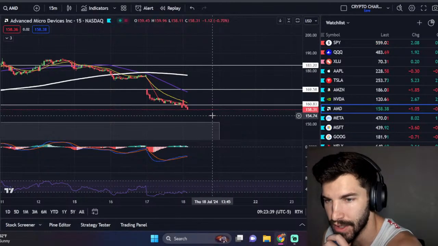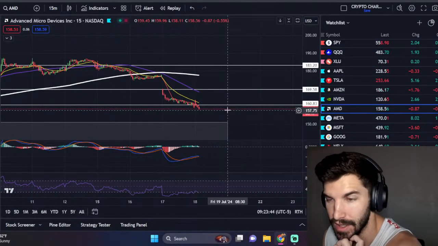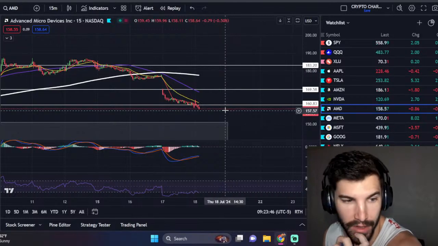15-minute, you could see a divergence here. You have divergence all across this, but you're way outside of the weekly expected move too. This is a risky one.